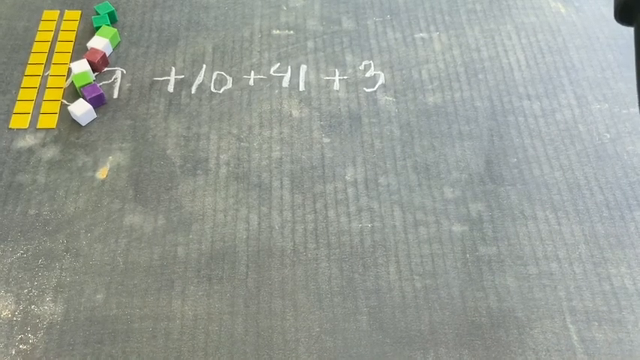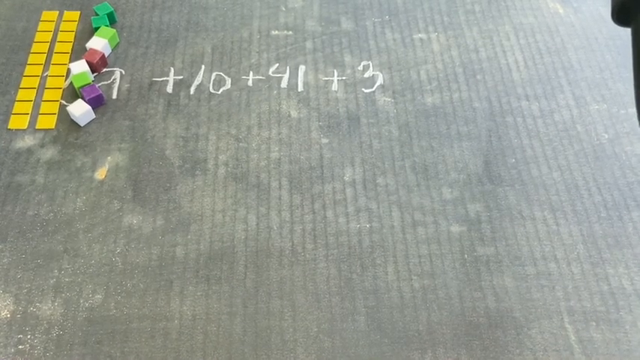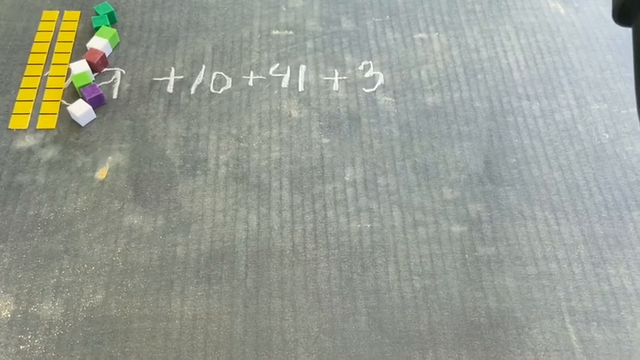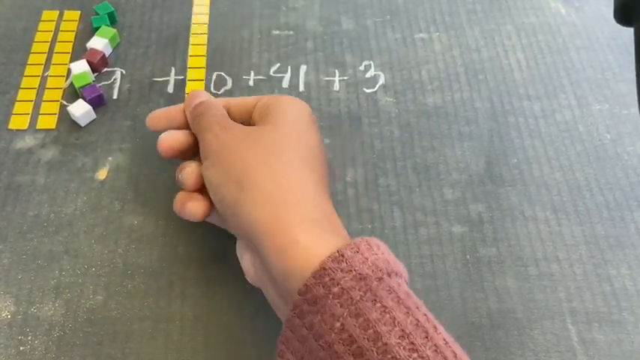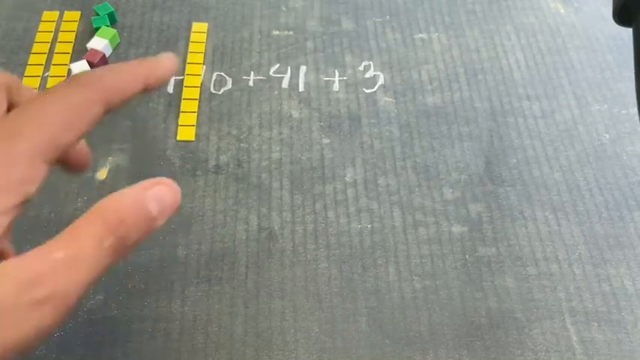2 10s and 9 1s in the number 29. The number 10 has how many 10s? How many 10s in 10? It's kind of a funny question. Just 1. And 0 1s.